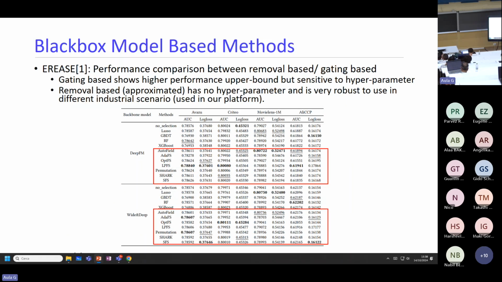And we also compared the removal-based feature importance and gating-based importance in our ERASE benchmark. And the result shows that the gating-based method shows a higher performance upper bound, but is very sensitive to hyperparameter tuning. And the removal-based method has no hyperparameter and is very robust to use in different industrial scenarios. So even though the accuracy may lose a little bit, we still apply them in our platform.